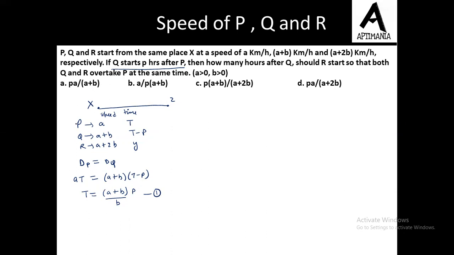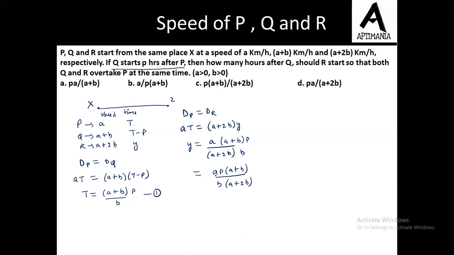Now again, as Q and R overtake P at the same time, the distance covered by P must also be equal to the distance covered by R. Now again, distance covered by P is speed into time and that covered by R is speed of R into time taken by R. Fine, so from here we can say that Y is equal to A upon A plus 2B times T and on substituting the value of T from equation first, which is A plus B upon B into P, the value of Y comes out to be AP into A plus B over B into A plus 2B. Now, this is the value of time taken by R in terms of A, P and B.